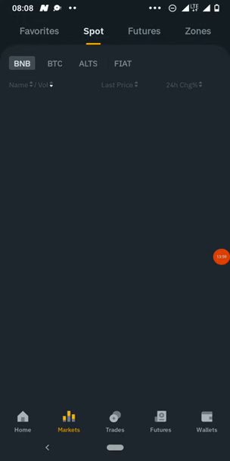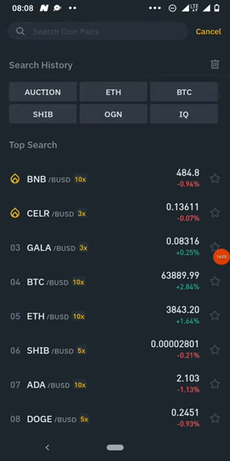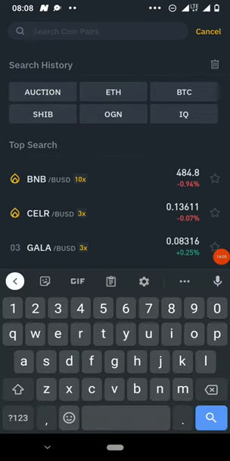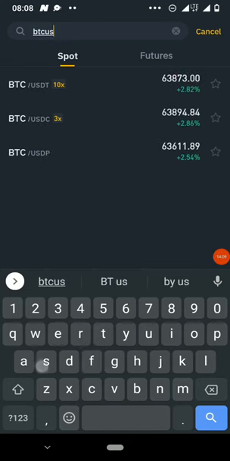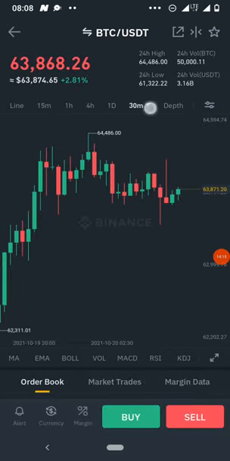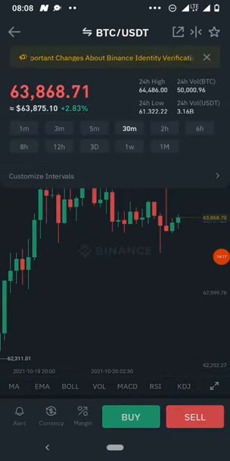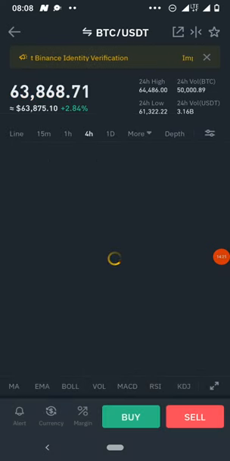Let's go to spot. Then let's search for BTC. Let's use the BTC USDT pair. Okay, this is the BTC USDT pair. Okay, let's go to the 4 hour.